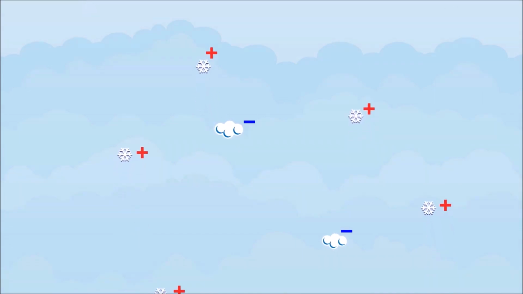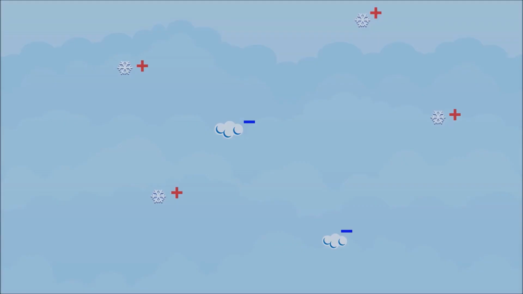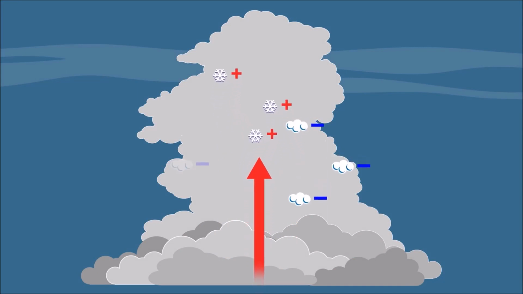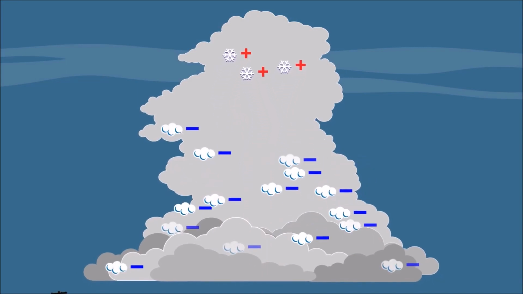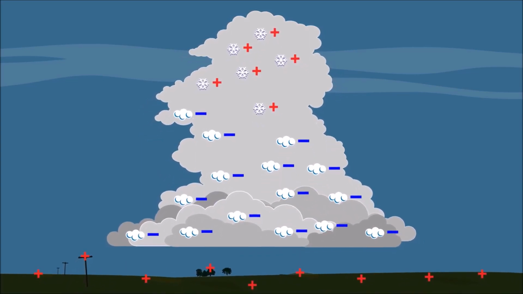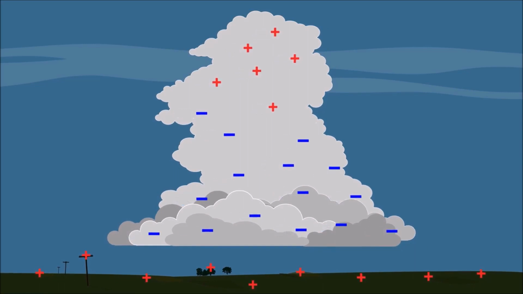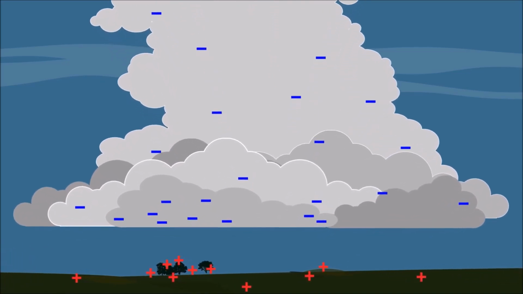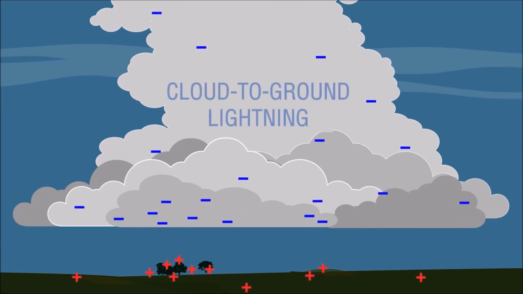These collisions result in positively and negatively charged particles. Ice crystals are small and light. The updraft carries the positively charged ice crystals higher and higher into the cloud. The thunderstorm cloud is mostly negatively charged, which causes a mostly positive charge to form on the ground. When these opposite charges become strong enough, there is an electrical discharge, an energy release, in the form of lightning. Lightning often connects the negative charges in the cloud to positive charges on the ground. This is called cloud-to-ground lightning.